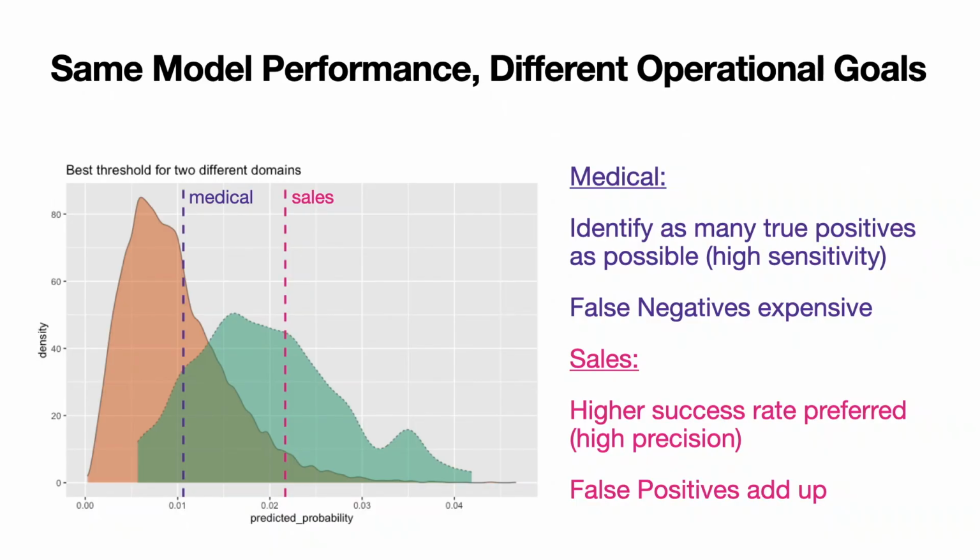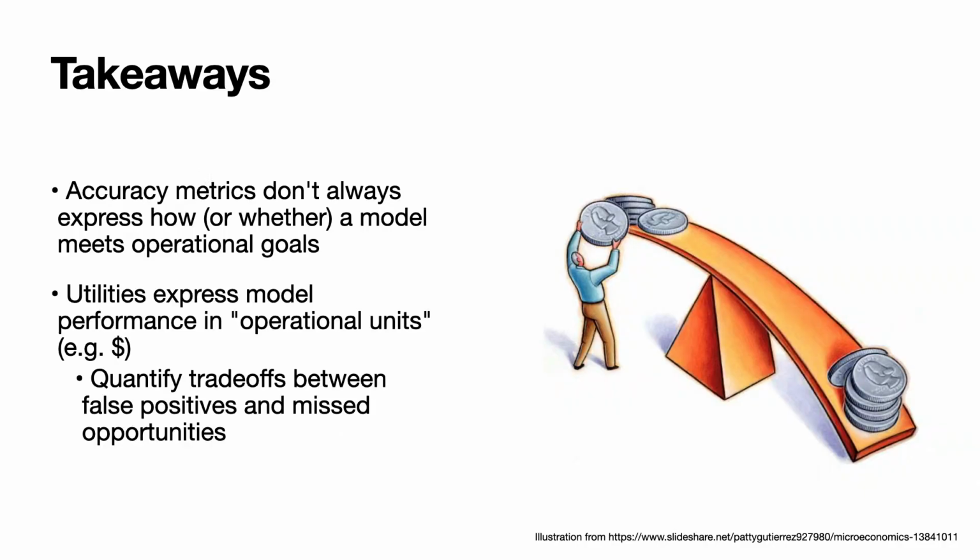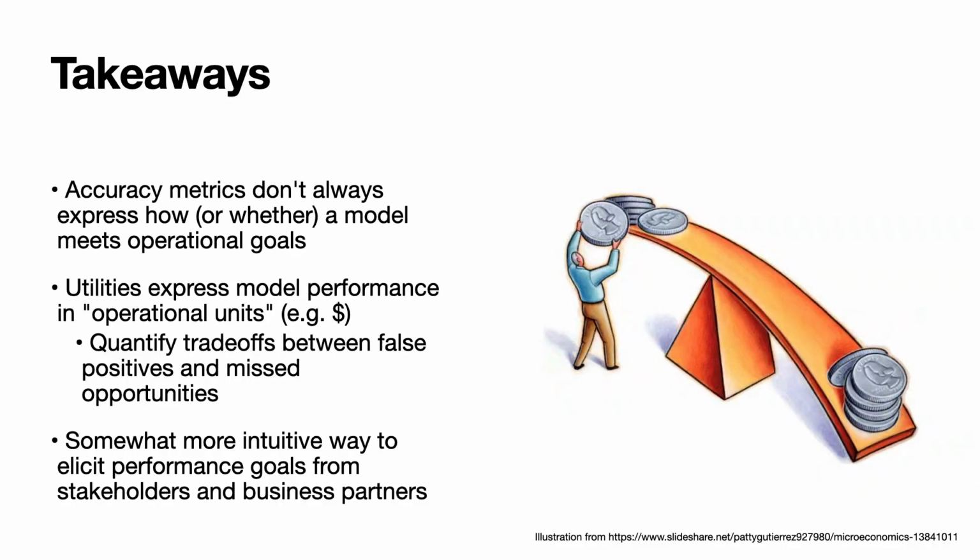The above examples demonstrate that models with similar accuracy characteristics can be used or evaluated different ways, depending on the utilities and goals of the specific use case. In this discussion, we've seen that machine learning accuracy metrics in and of themselves don't always express how, or even if, a model can meet an organization's operational goals. Utilities, on the other hand, express model performance in more operational units, like money. This allows one to quantify the trade-offs between false positives and missed opportunities in a way that makes sense to the business. Hence, utilities can be a more intuitive way to elicit performance goals from stakeholders and business partners.